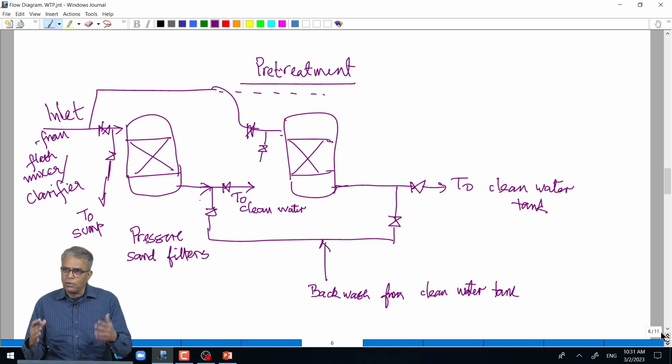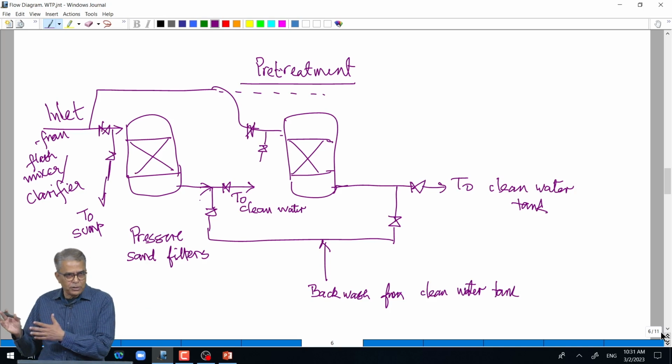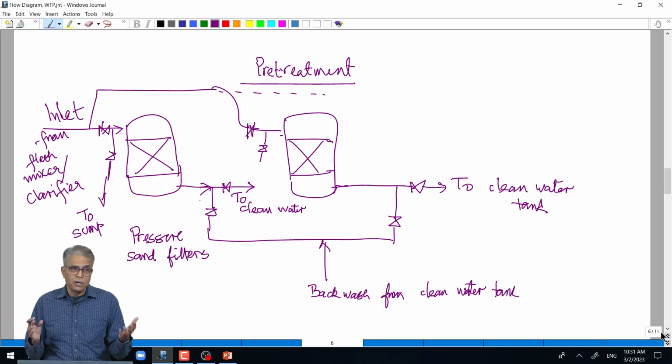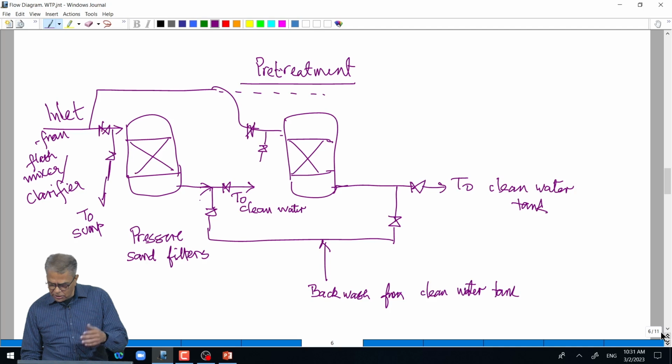So, double the quantity of water is passing through the plant for the same output. So, the size of the equipment is becoming bigger. The pre-treatment section therefore cannot work just by gravity; you have to have higher flow rates, and therefore you have pressurized sand filters, backwash arrangements and all that.